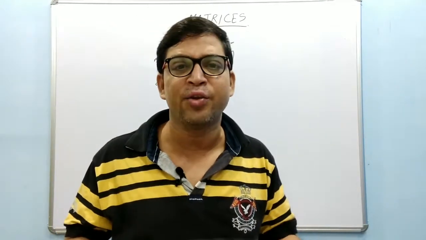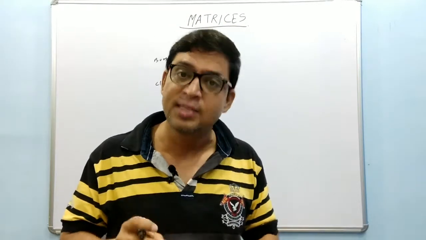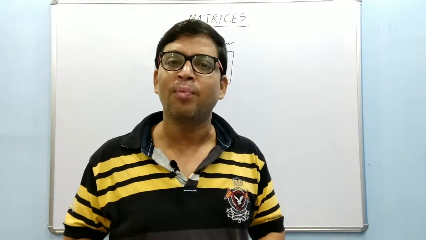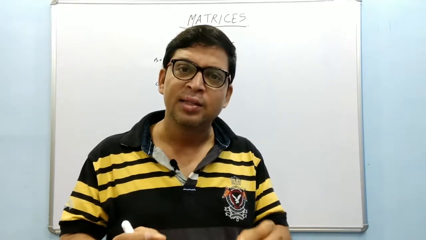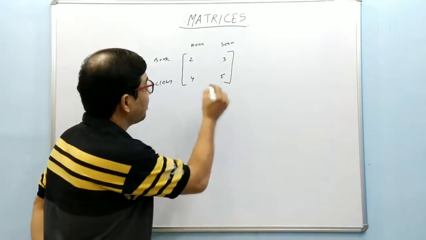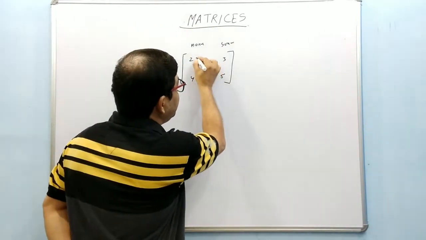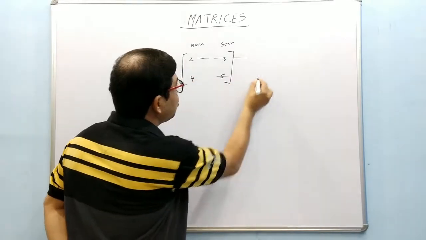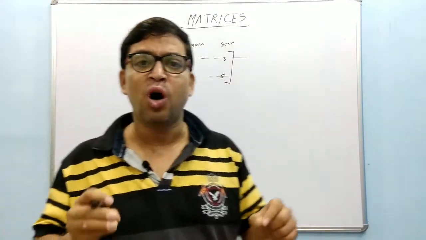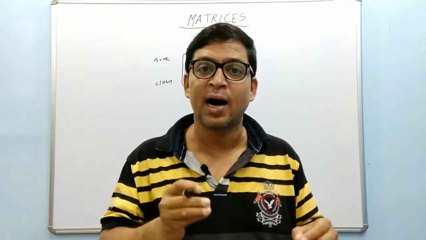Why are matrices used? We have to understand here, in class 10, how to form matrices and the basic operations of matrices. I just told you these horizontal things are known as rows and these vertical things are columns. The first thing you should know is how matrices are characterized.